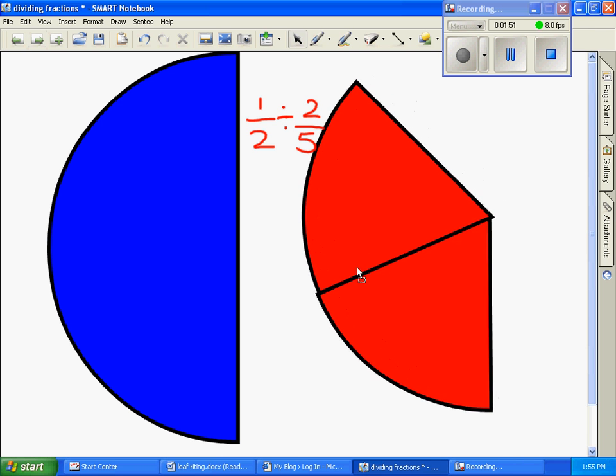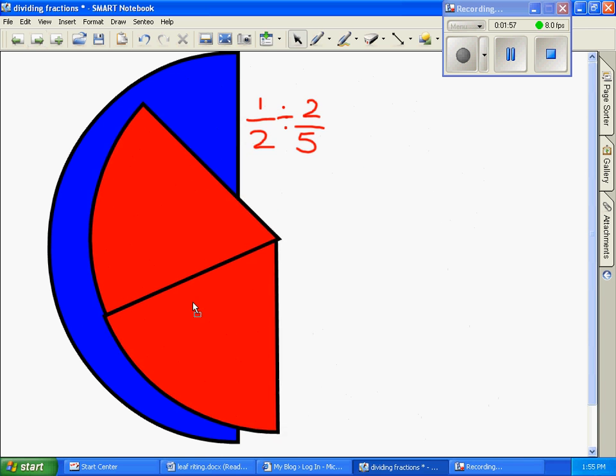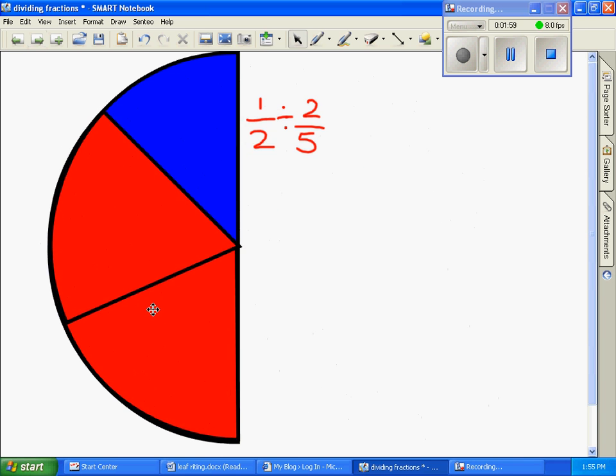So here we have our model of 2/5, and here we have our model of 1/2. 2/5 can fit into 1/2 one whole time with 1/4 remaining.